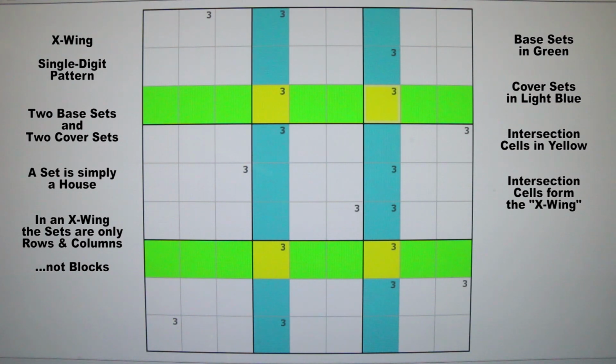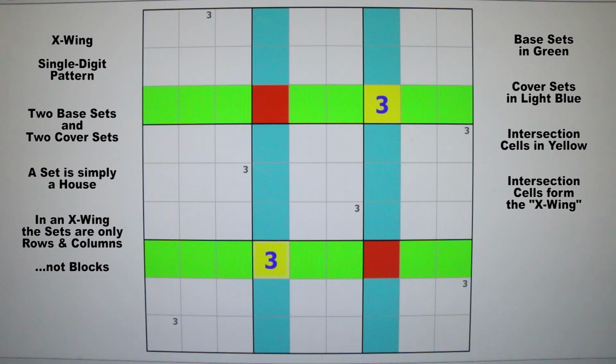Now the cover sets here are column 4 and column 7. And they also contain those same 4 candidate 3s that lie in the yellow intersection cells. So we know that only 2 of those 3s can be true and the others have to be false. And the only way it's going to work out is like this. Either the one in the upper left is true and the one in the lower right is true like that, and the other 2 will be false, or the one in the upper right will be true and the one in the lower left will be true and the other 2 will be false.